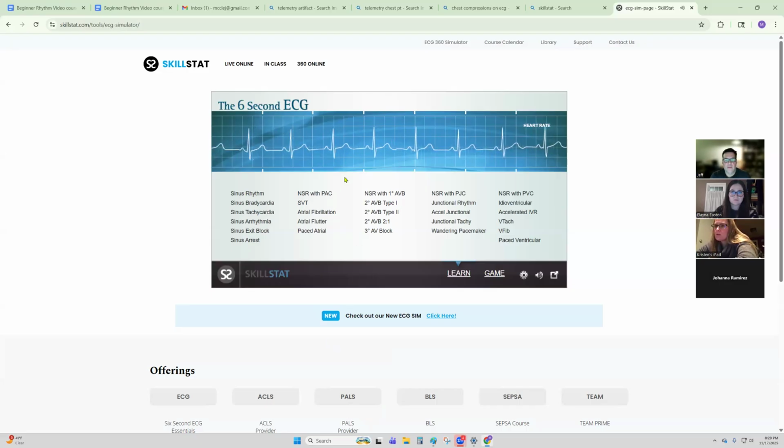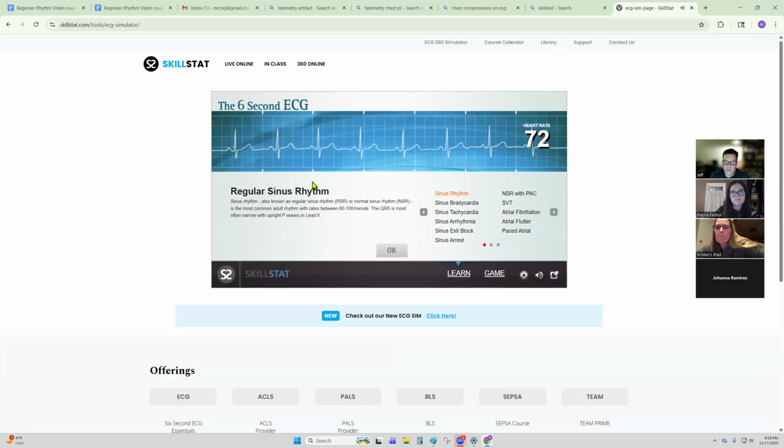And if you just let it go, it's going to give you this little rhythm, right? And that looks very regular. The heart rate looks good. So we're going to call it sinus rhythm.